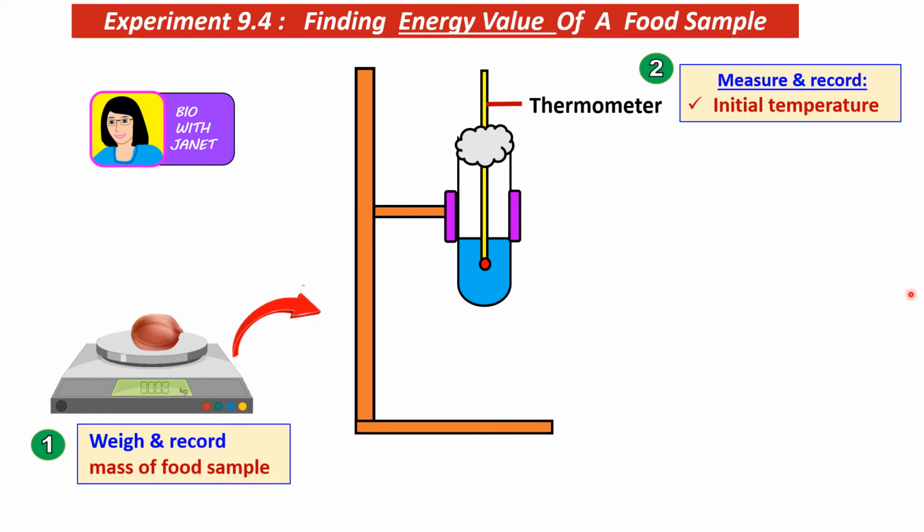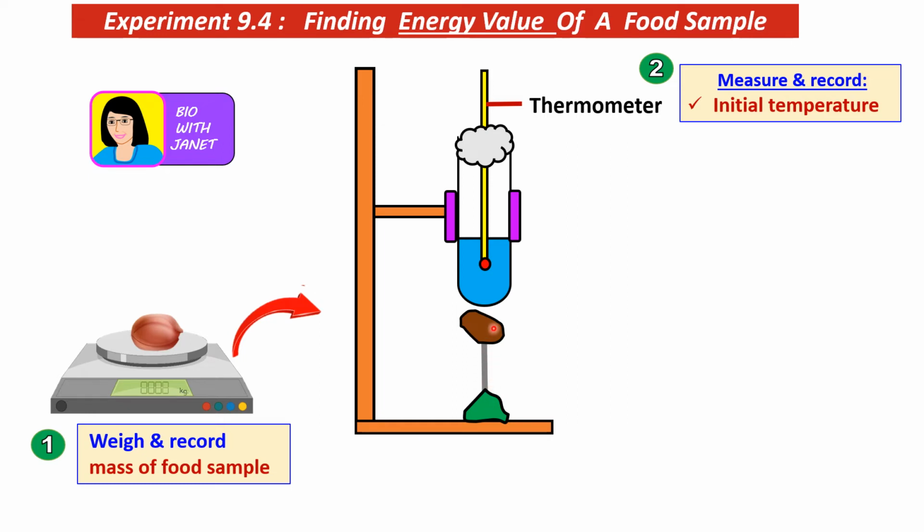Next, we must remember to measure and record the initial temperature of the water, right, in a table. Right, then we prepare the food sample by pricking it with a long needle so that the needle will hold it in place. Okay, and then add some plasticine at the base here so that the needle will be able to stand upright.